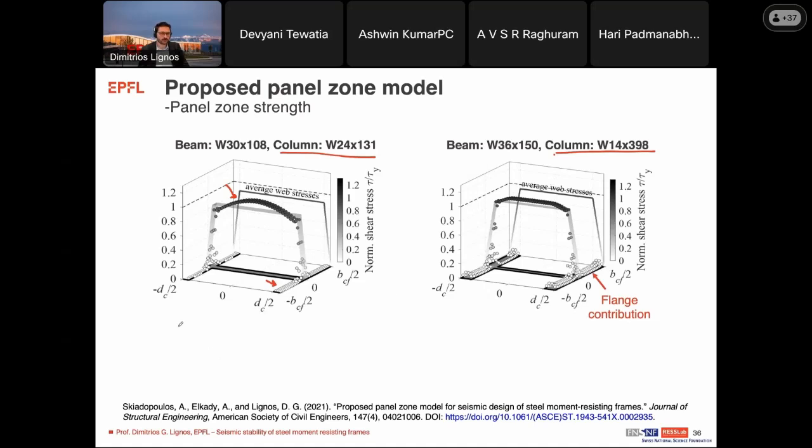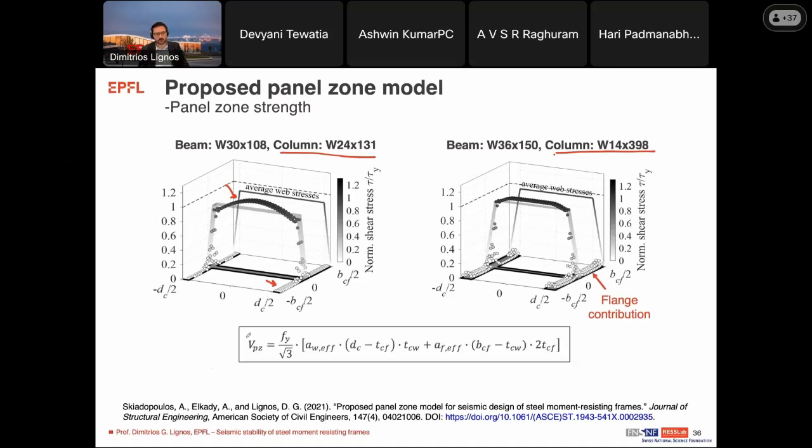So with this in mind, we proposed a new model where a designer could predict the panel zone strength. This model separates the web contribution from the flange contribution through these two factors that you see here. One refers to the web, the other refers to the flange. And you can, in fact, compute these factors explicitly.